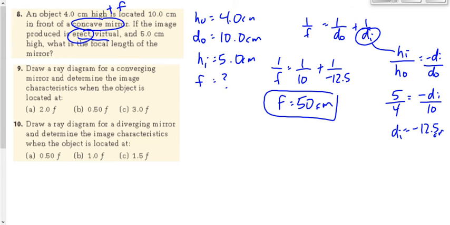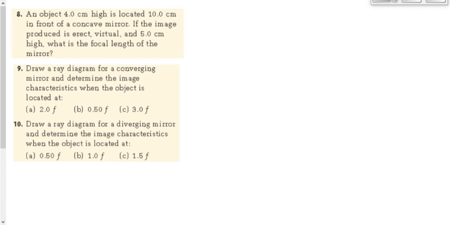All right, number 9 has 3 questions. In number 9, we want to draw a ray diagram for a converging mirror in 3 different scenarios here. Let's draw the first one here. There's my converging mirror. This is F. This is going to be 2F. We're going to draw the object this time at 2F, or the center of curvature.